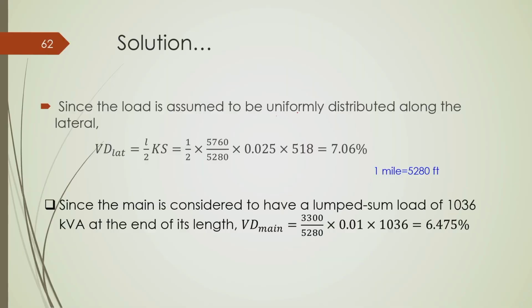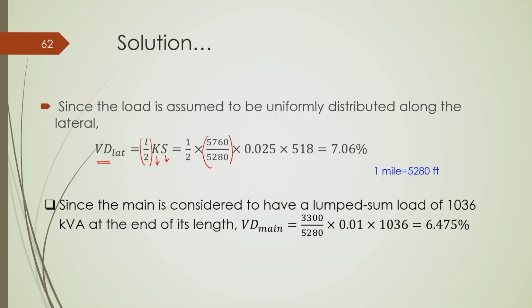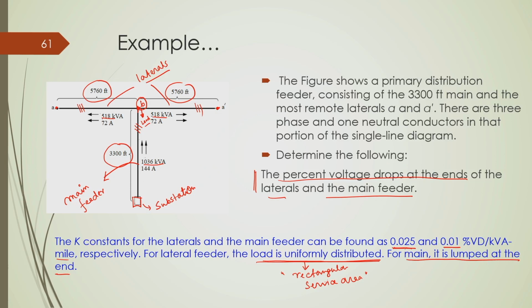In order to find the voltage drop of the laterals, since they are uniformly distributed and we assume that the service area of the feeder is rectangular, the voltage drop expression will be the effective length of the feeder, that is L by 2, multiplied by the constant of proportionality K, multiplied by S. So, this is nothing but the expression for voltage drop and we know the values of all. This one is basically converting feet to mile, because the unit of parameter K is percentage voltage drop per kVA mile. That means we have to multiply it with the kVA demand that it is feeding and with the effective length of the feeder.